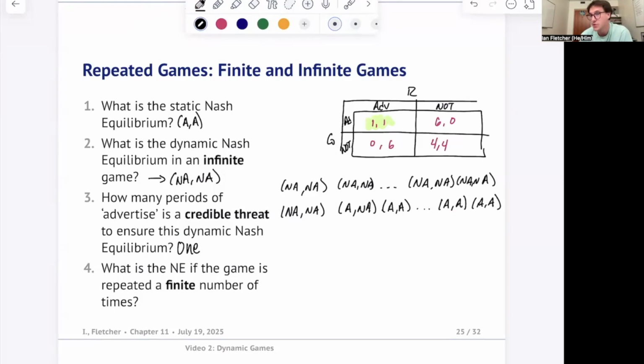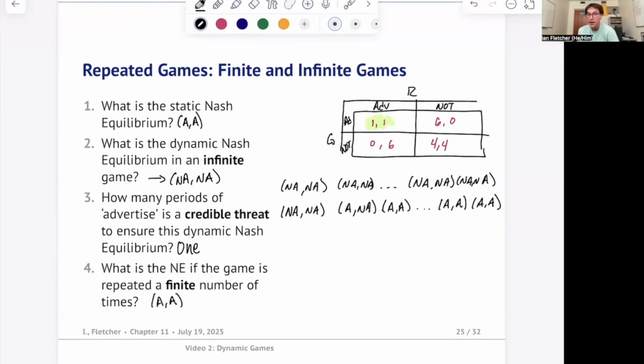Because why would we assume that this person is going to jump the other way when he screwed us, right? And so, what is the Nash equilibrium if this game is only repeated a finite number of times? This is going to be advertise, advertise.